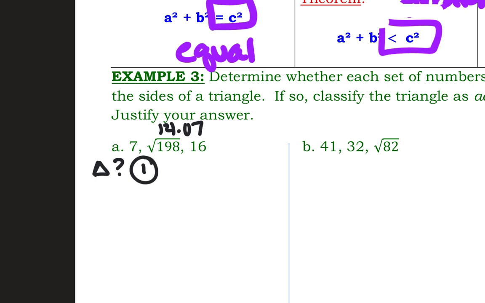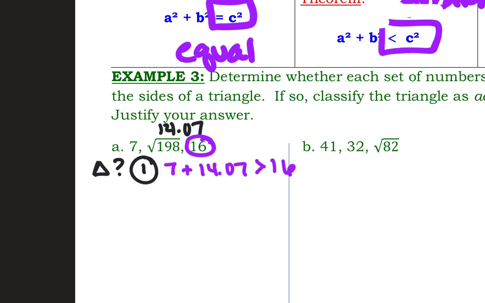Now, the reason I have you write the decimal is so that you can pick the biggest side, because what has to be the biggest side? What on a right triangle? The hypotenuse. Good. All right, so you have to pick the biggest side. Here my biggest number is 16. So I know I'm going to take 7 plus 14.07, and that has to be greater than 16.